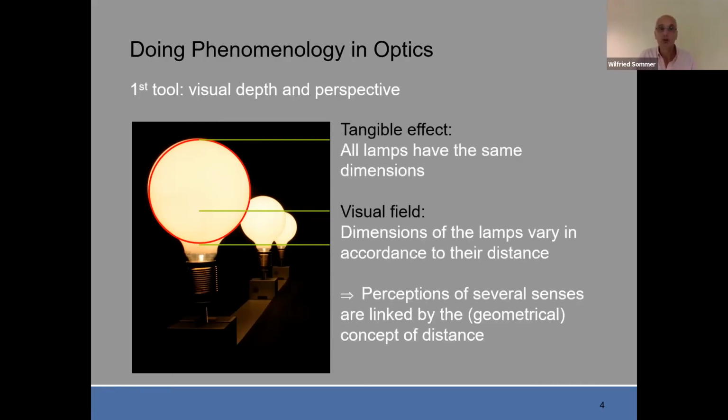And you connect, of course, your tangible experience that all the dimensions of the lamps are the same with the changes of the extension in the visual field. And so you realize once again that the perception of objects involves several senses in physics. And so the concept of distance is an embodied cognition.